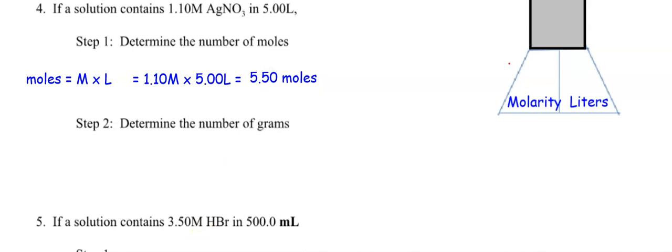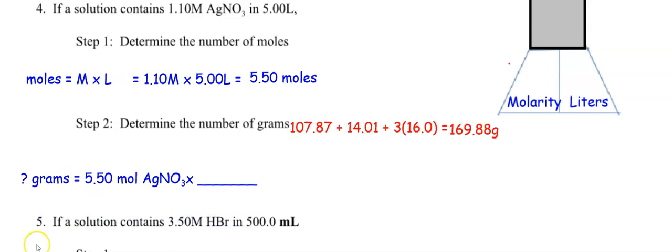All right, now what? Can I determine the number of grams? Periodic table. I bet I need the periodic table, don't I? All right, so how many grams? Uh-oh, I need the periodic table. All right, so here's silver, plus here's nitrogen, plus here's 3 oxygen. So I got 169.88. Now I've got the periodic table, I can use that to solve for my number of grams.